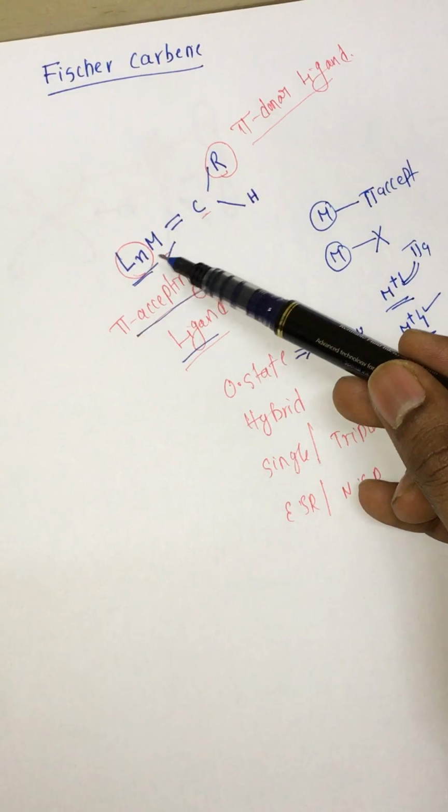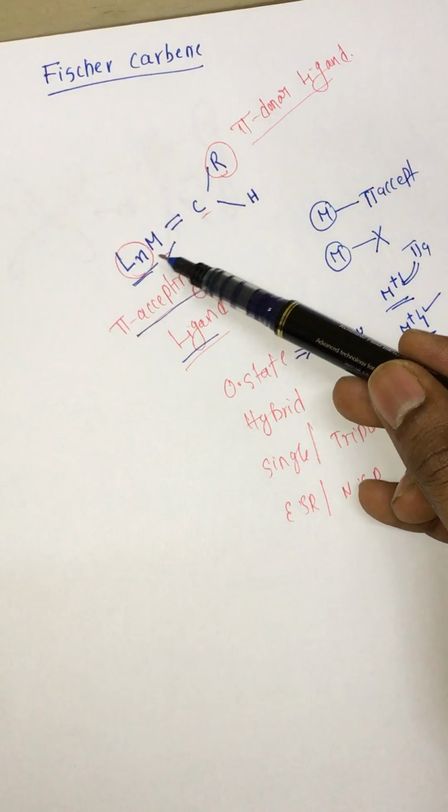Now the metal is attached to the pi accepting ligand, which means there is some electron density transfer from the metal to the pi accepting ligand. So automatically the metal will become deficient. So now there is electron transfer from the carbene to the metal, which we will see in the MO diagram later. The electron density will transfer from the carbon to the metal. Whatever electron density this carbon has is given to the metal. That means this carbon becomes electron deficient, right?